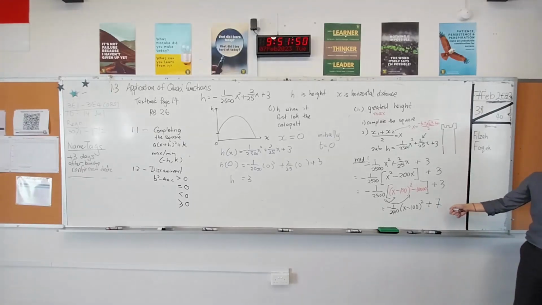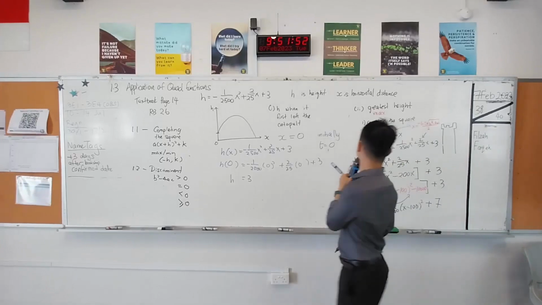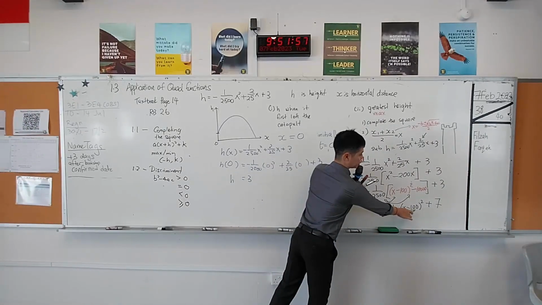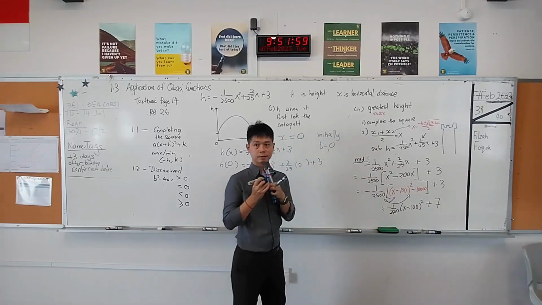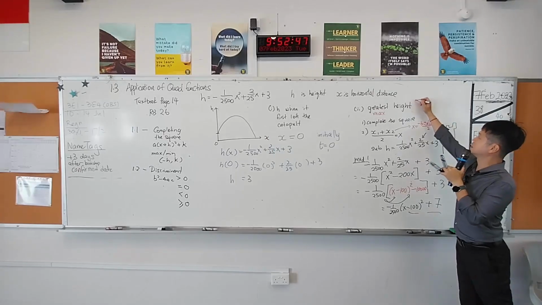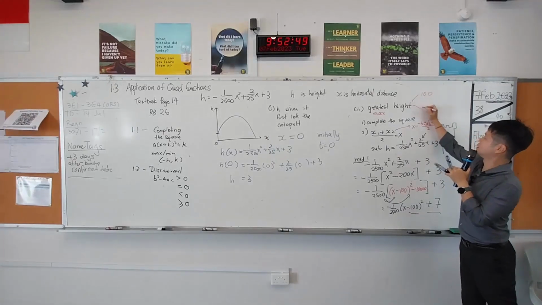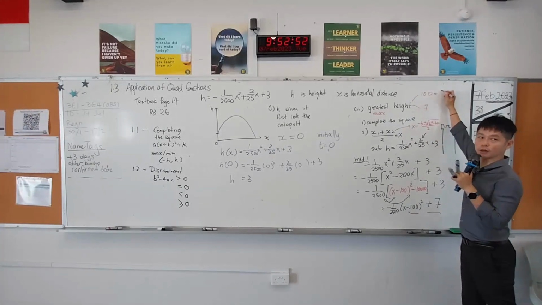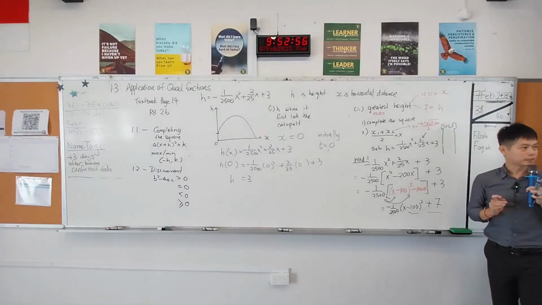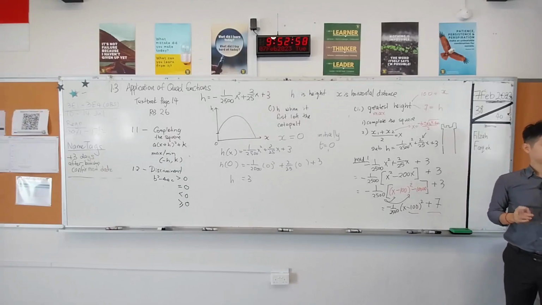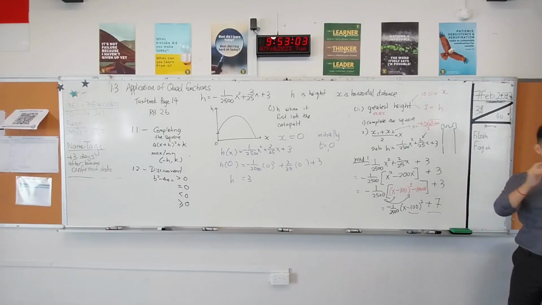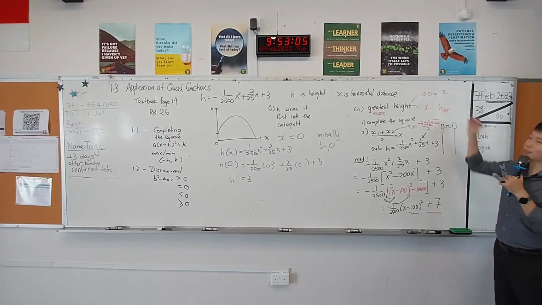So what is the maximum now? The maximum is 107. So do we want the 100 or do we want the 7? We know that the answer is either 100 or 7. Now 100 is actually your x, so the 7 is your h. That's the turning point, right? 107 is the turning point. But the question asks for the maximum height. So this is the one that we want.